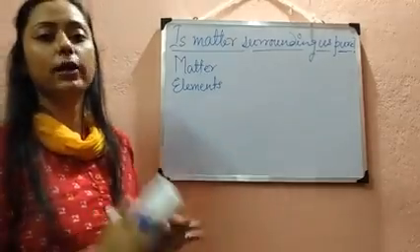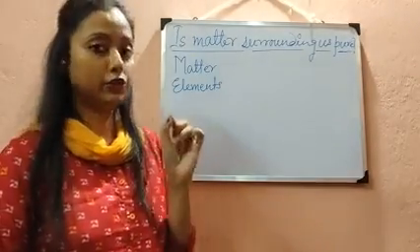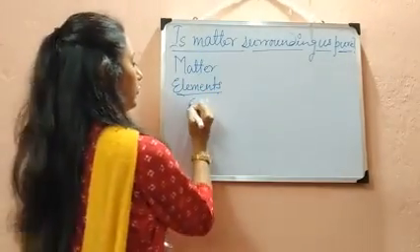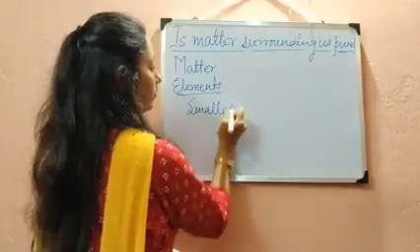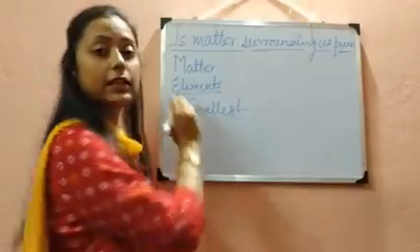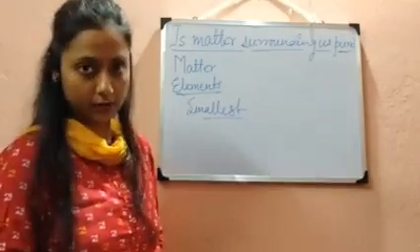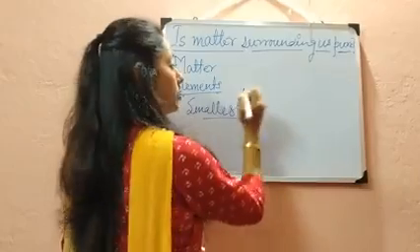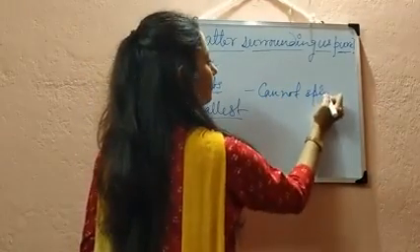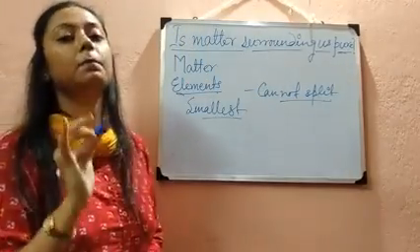Elements are the smallest unit in the environment, or in chemical nature. So what we can say? The smallest. Why the smallest? Because we cannot split an element into 2 or 3 or more parts. So we cannot split an element into different parts.